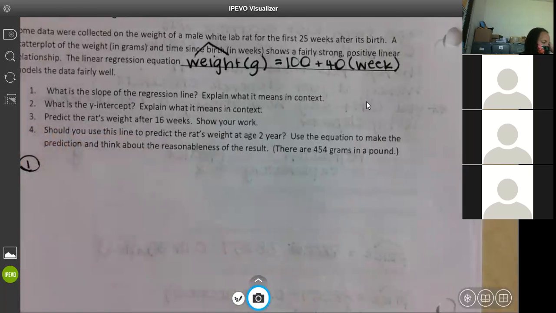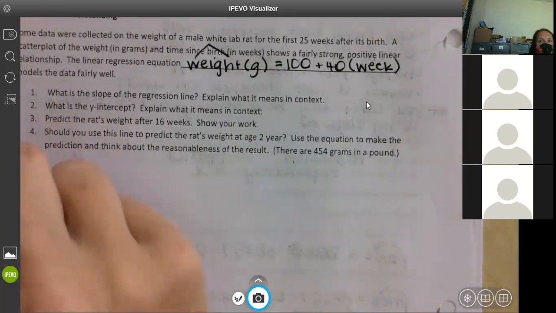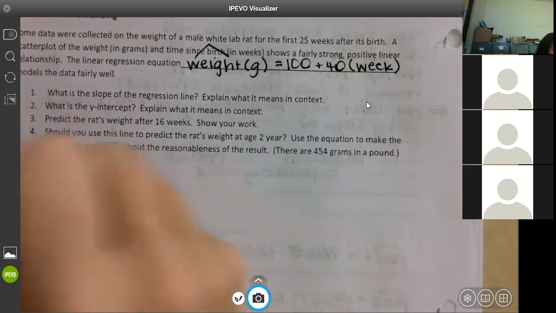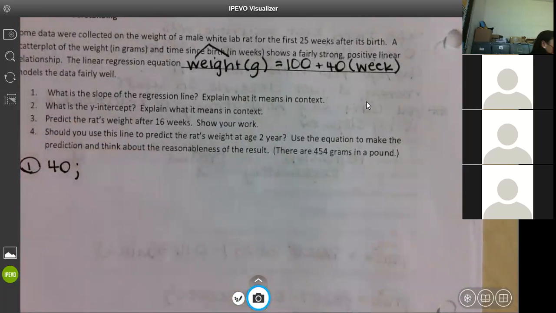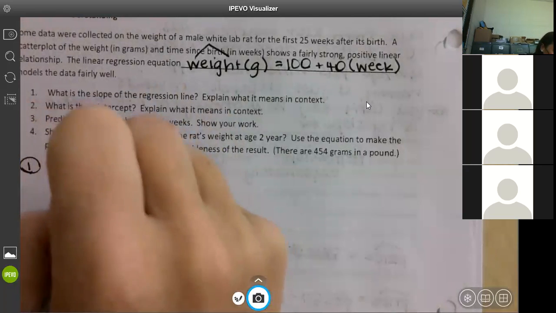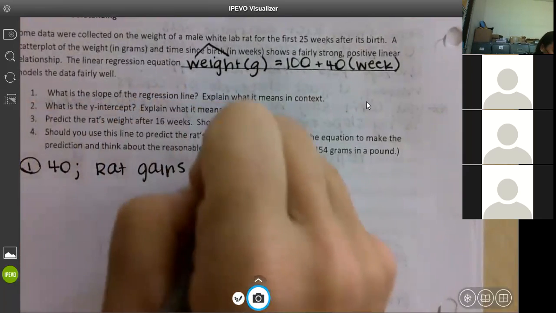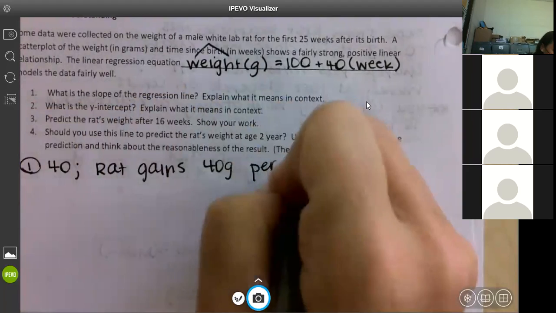What is the slope of the regression line? 40. Interpret it. What does it mean? Every week the rat lives, it gains 40 grams. The rat gains 40 grams per week.